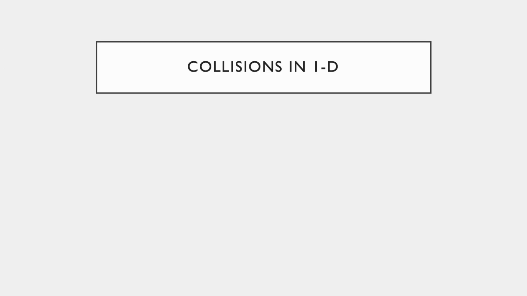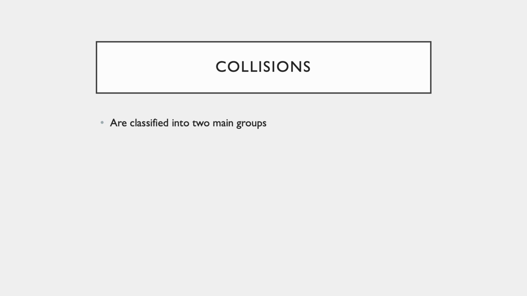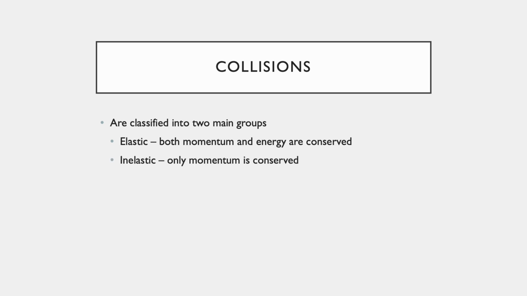So now we're going to start looking at how momentum pertains to collisions in 1D. So collisions are classified into two main groups. One is elastic, in which both momentum and energy are conserved, and inelastic, in which only momentum is conserved. Now we treat our collisions as if they are isolated systems, so we don't treat them as though they're having external forces acting on them.